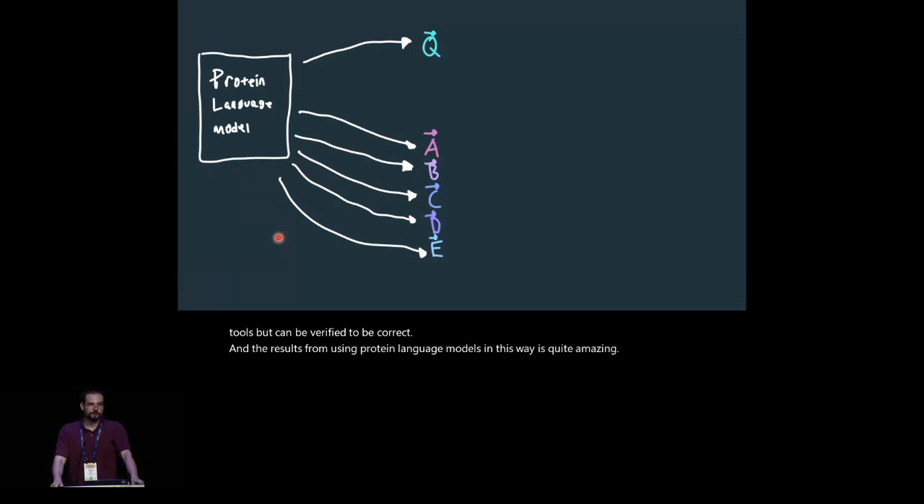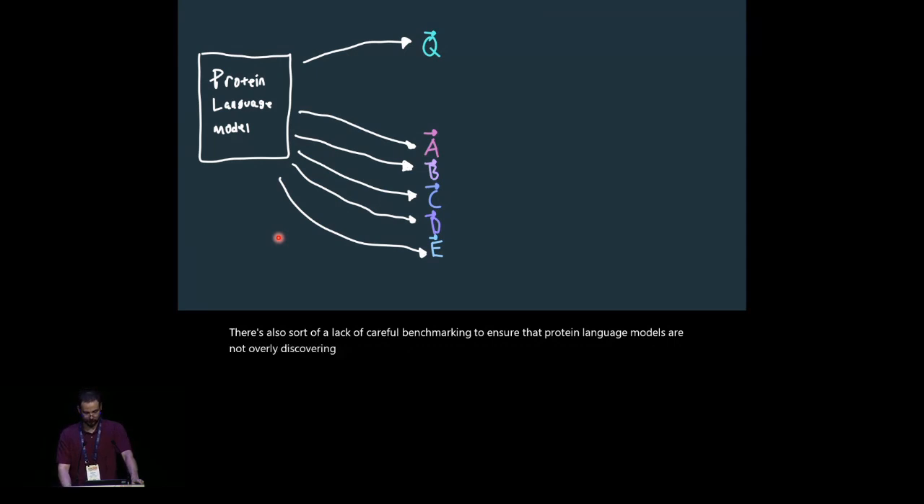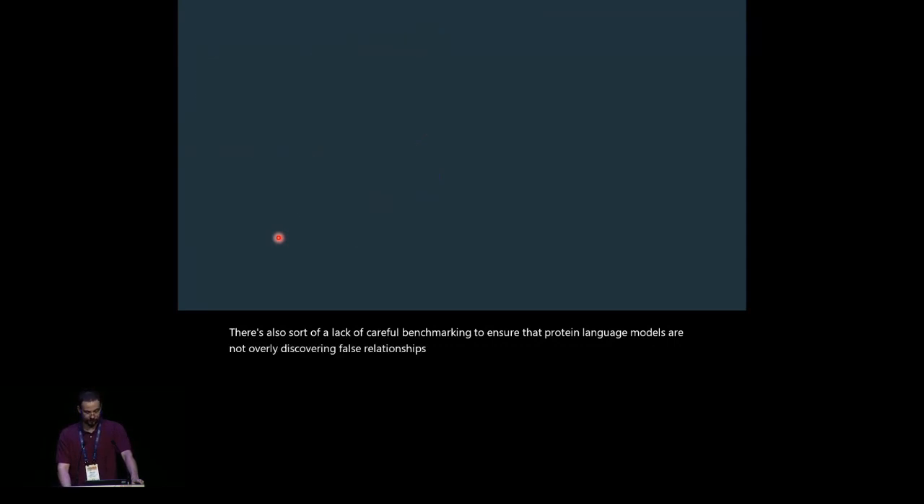There's also sort of a lack of careful benchmarking to ensure that protein language models are not overly discovering false relationships. So one of the things that we wanted to do is develop a method that can find new things, but also we wanted to be careful that we don't find things that are not real. So we wanted to benchmark false discovery rate.